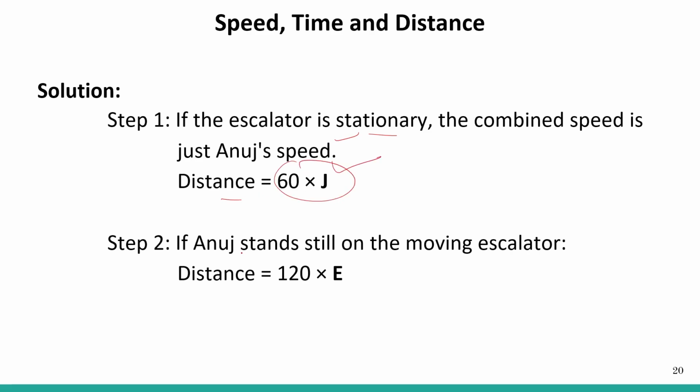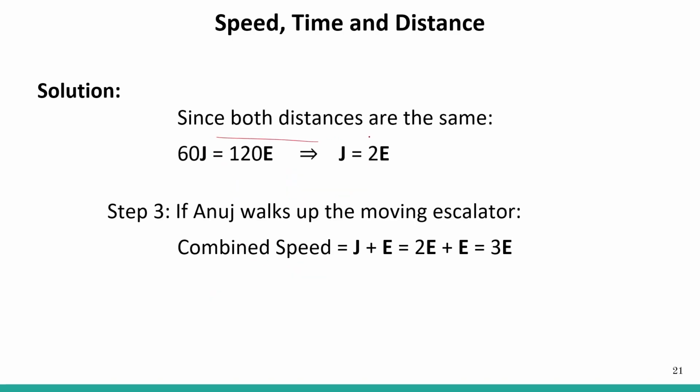60 into j. Okay, so Anuj stands still on the moving escalator. So distance will be what? 120 into e. Since both the distances are the same, 60j is equal to 120e. So their ratio will be 2 is to 1, for j is to e.